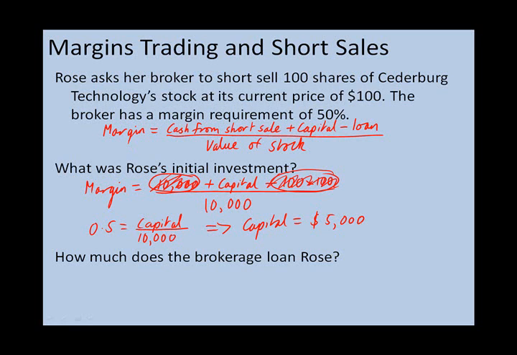Now, how much does the brokerage loan Rose? Well, here, this is a bit different from the long position we considered with Jerome. Here, the loan is shares. It's not cash. The loan is shares. Rose has borrowed 100 shares of Cederberg Technologies from the brokerage. So this loan is nothing to do with cash. Rose will have to repay shares.